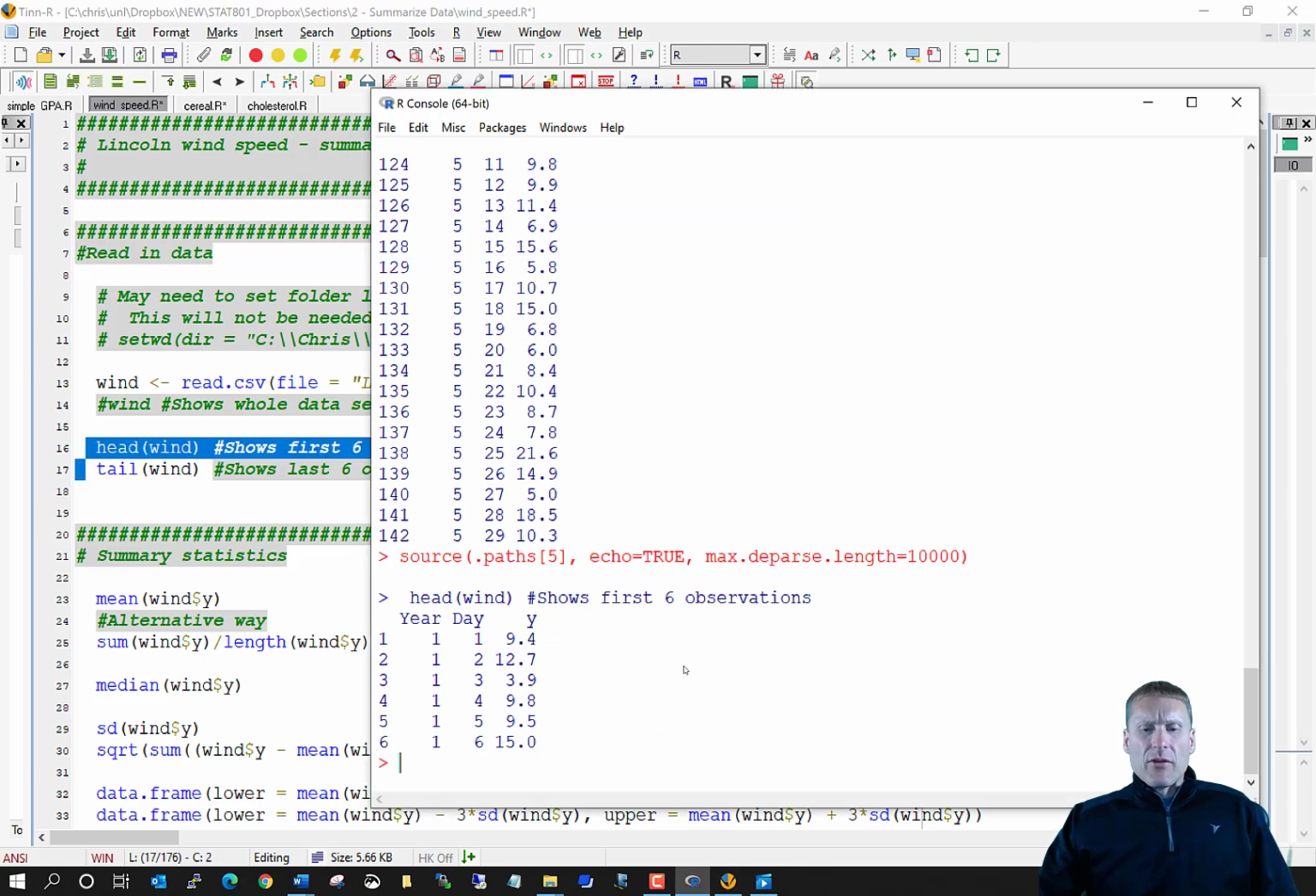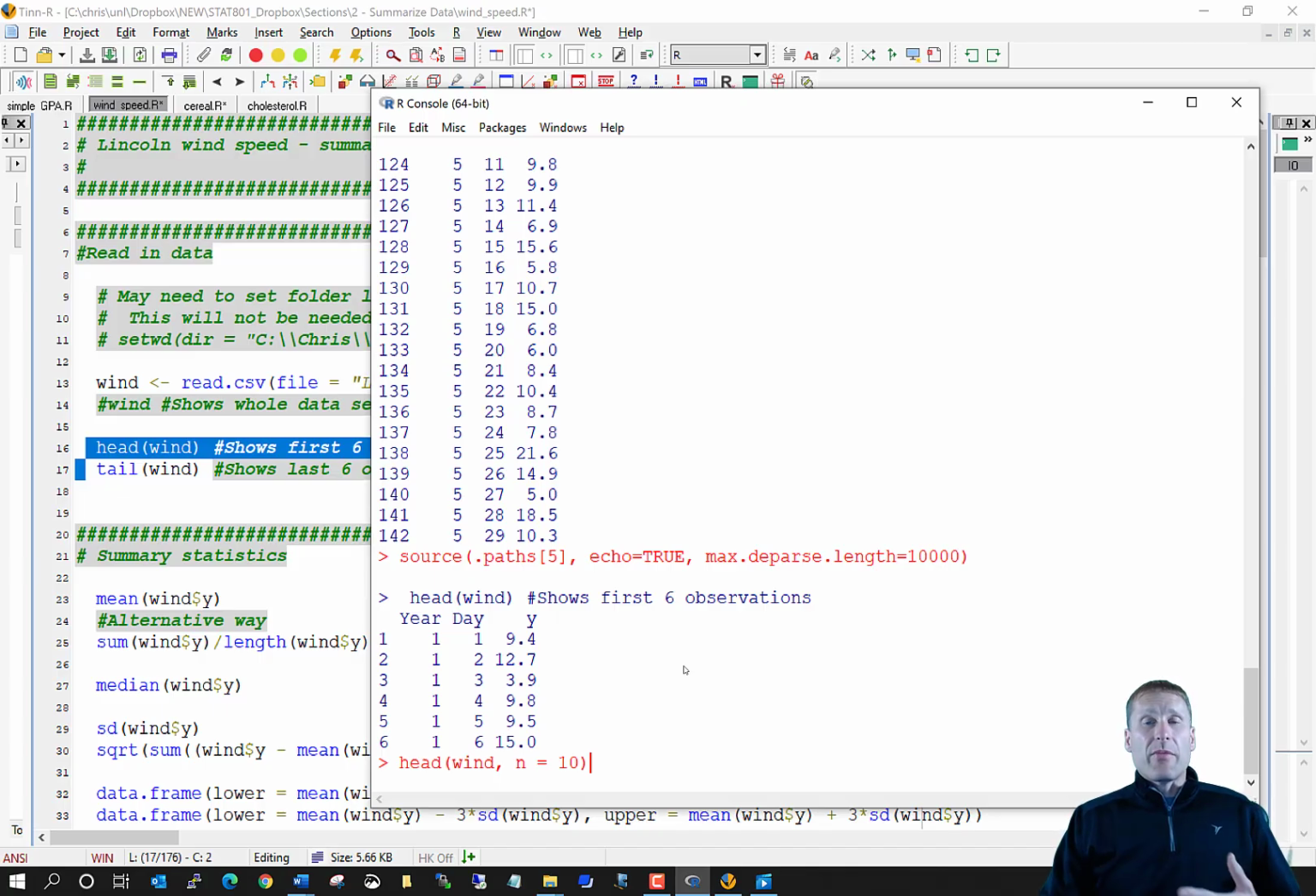And what head gives you by default is the first 6 observations. And from what I see here, if I go back to the actual data set itself, then indeed I did read it in correctly. So with this head, again, you get the first 6 observations by default.